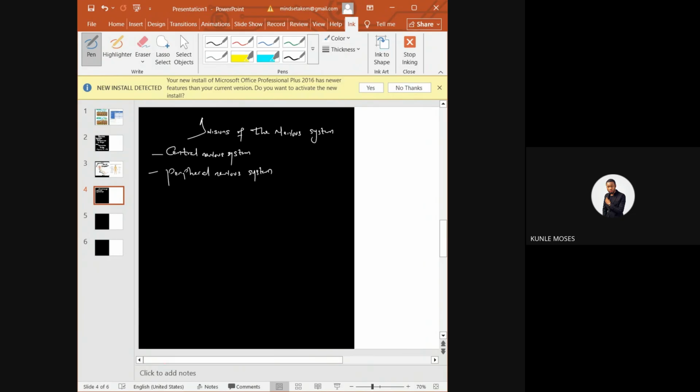Let's quickly check the first one, which is the central nervous system, the CNS. Like we said, it is the main control center of the body. It is responsible for receiving information, processing information, and sending instructions to the body. That's the function of the central nervous system. And we said that it consists of the brain and the spinal cord. So let's quickly check the brain.